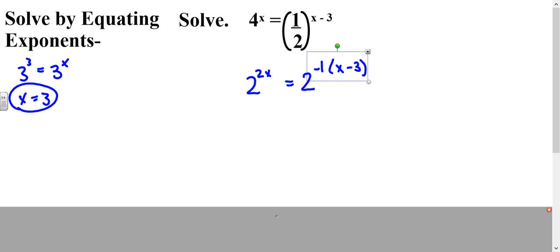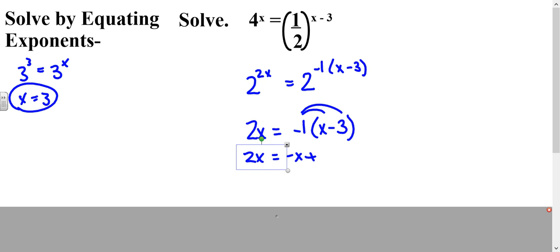So now my 2's are the same. So I know that 2 to the 2x power has to equal 2 to the negative 1 times x minus 3 power. So these powers have to be the same. Basically I can get rid of the 2's because I know that 2x has to equal negative 1 times x minus 3. The exponents have to equal each other since 2 is my base. So I'm going to distribute this side. So I get 2x equals negative x plus 3.